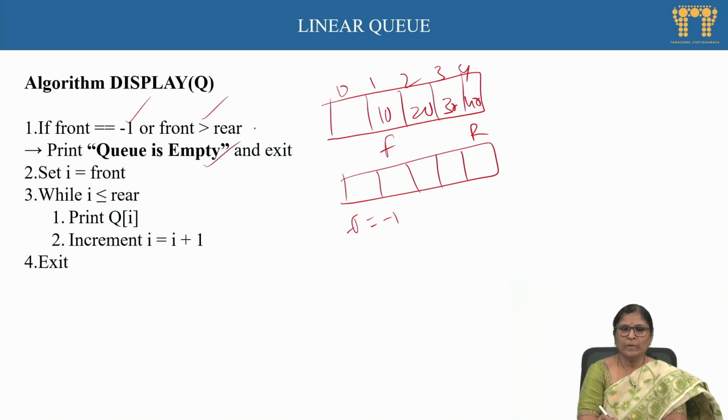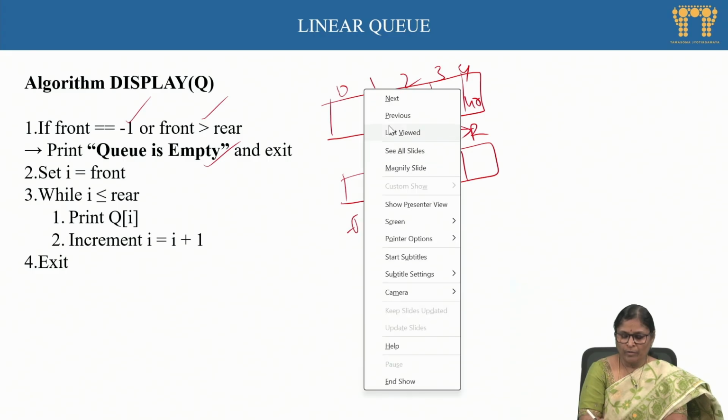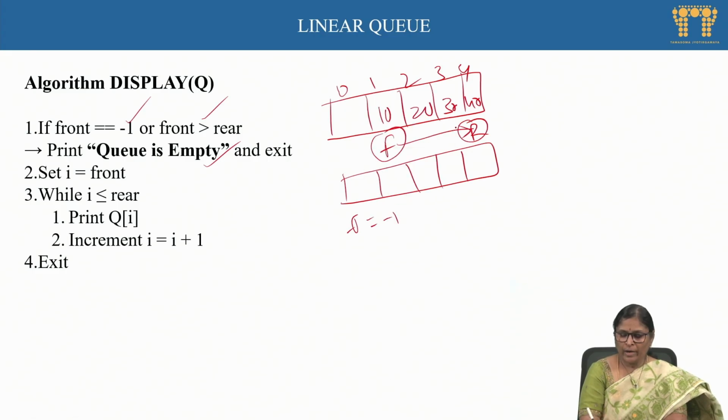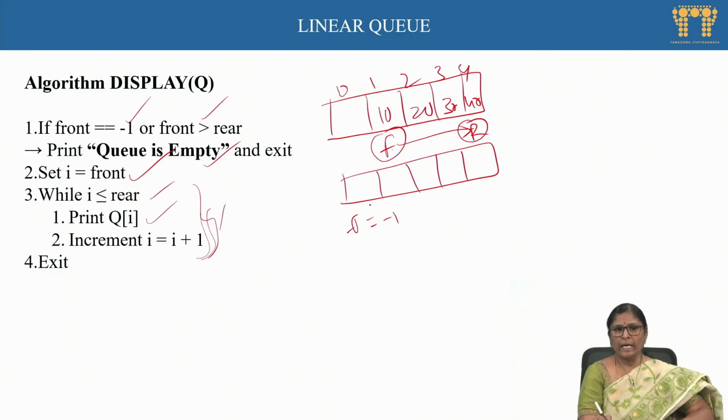So whenever the queue is empty, nothing to be displayed. Otherwise, from where to where you're going to print it? From front to rear. You're going to display 10, 20, 30, 40. So that is the reason you initialize I to front. From front, I less than or equal to rear, till rear, you're going to print the content of the queue, means queue of I. Increment the I. So this you're keeping in the loop. So one by one, 10, 20, 30, 40 from front to rear will be printed in a linear queue.